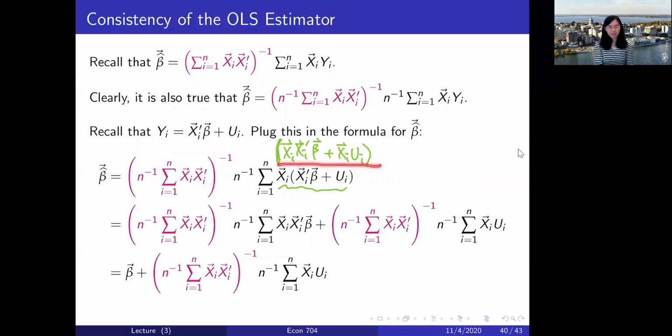Now that's the sum of this sum. The sum of this sum is a very long sum. We can collect all the terms with xi xi prime beta and write them together, that is the sum of xi xi prime beta. And we can collect all the terms with xi ui and put them in this summation, so that becomes the summation of xi ui. And therefore that can be written as this pink matrix inverse times the sum of xi xi prime beta, plus this pink matrix inverse times the sum of xi ui.